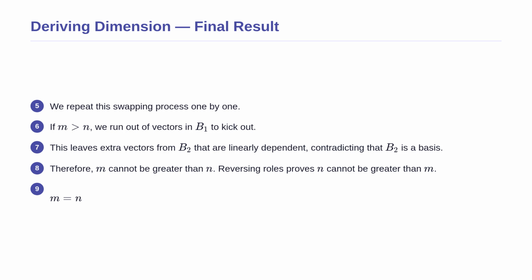By reversing the roles of the two bases, we use the exact same logic to prove that n cannot be greater than m. The only logical conclusion is that m equals n.